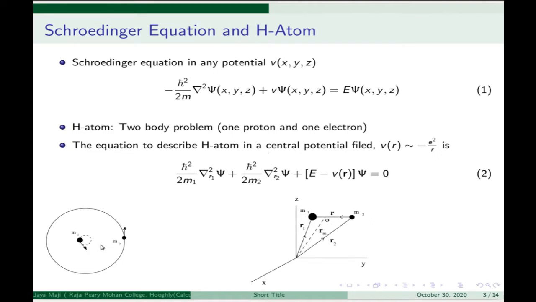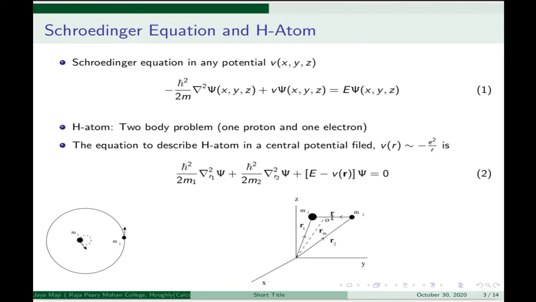So the model we are going to consider here is where the hydrogen atom is treated as a free atom, so the total angular momentum would be conserved, and also we will ignore the electron spin in this particular model. So this is the equation which describes the hydrogen atom, where r1 and r2 are the position coordinates of the particles m1 and m2. So m1 is the mass of the proton and m2 is the mass of the electron, and they are r distance apart.